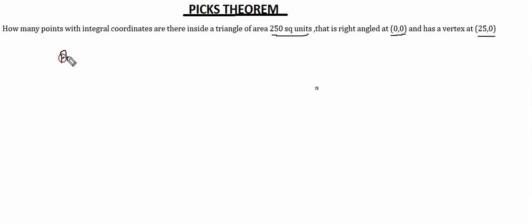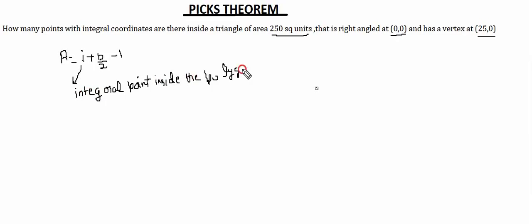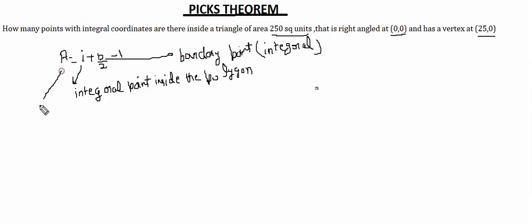A is equal to I plus B by 2 minus 1, where I is the integral points inside the polygon, B is your integral boundary points, and A is the area of the polygon. This is the formula for Pick's theorem: A = I + B/2 - 1. With the help of this formula, we can solve this type of question very easily.